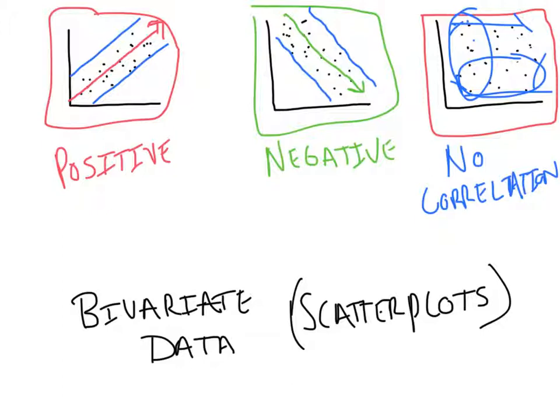So, things to pull out of it. We have our bivariate data. We have positive trends, where we have positive linear, we have negative linear trends that are going down, and we have no correlation when there's no relationship between the data.